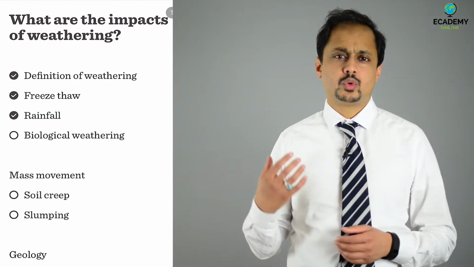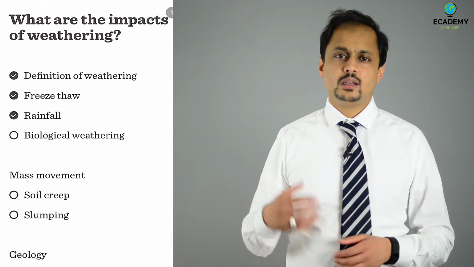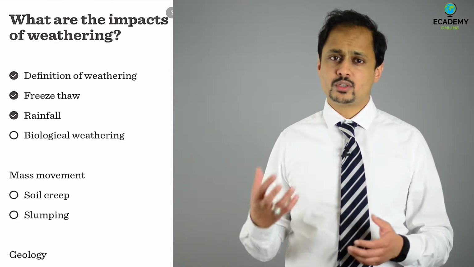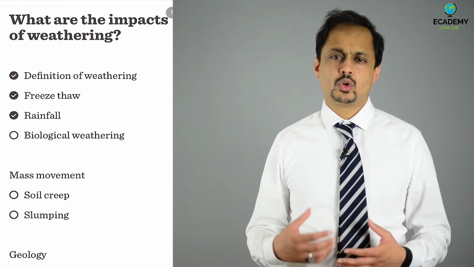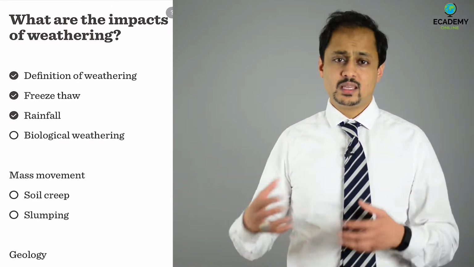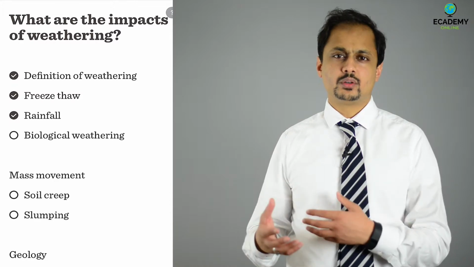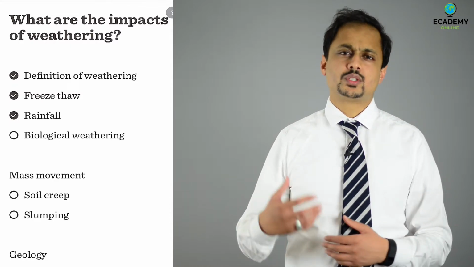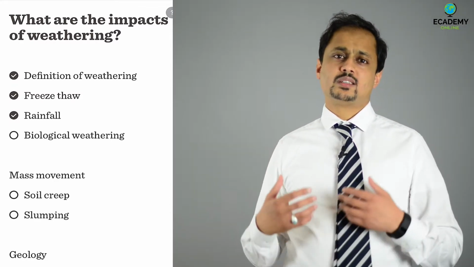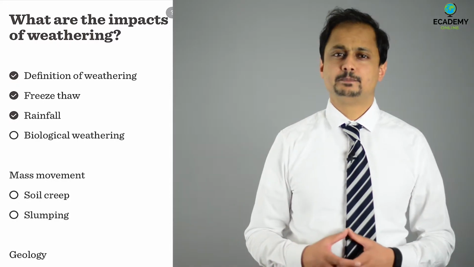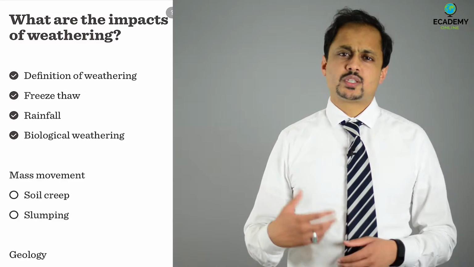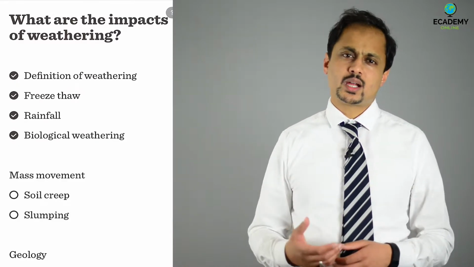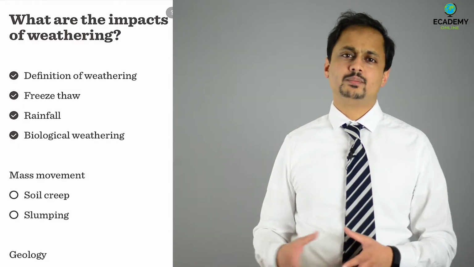Number 2, rainfall. This happens because rain is slightly acidic. If the air is polluted by factories and vehicles, it can become very acidic. When rain falls on rocks, the acid in it can react with weak minerals, causing them to dissolve and the rock to decay. Number 3, biological weathering. The roots of plants, especially trees, can grow into cracks in a rock and split the rock apart.